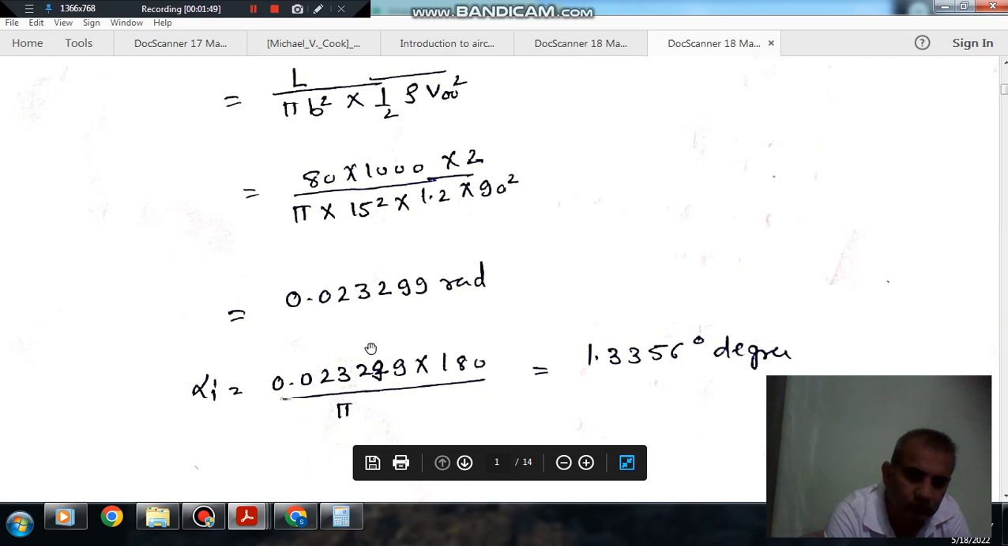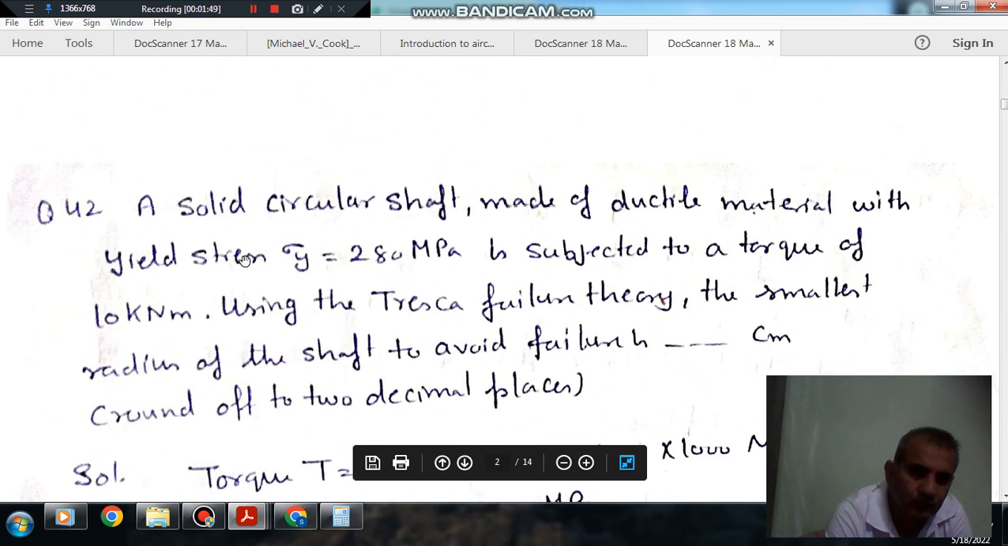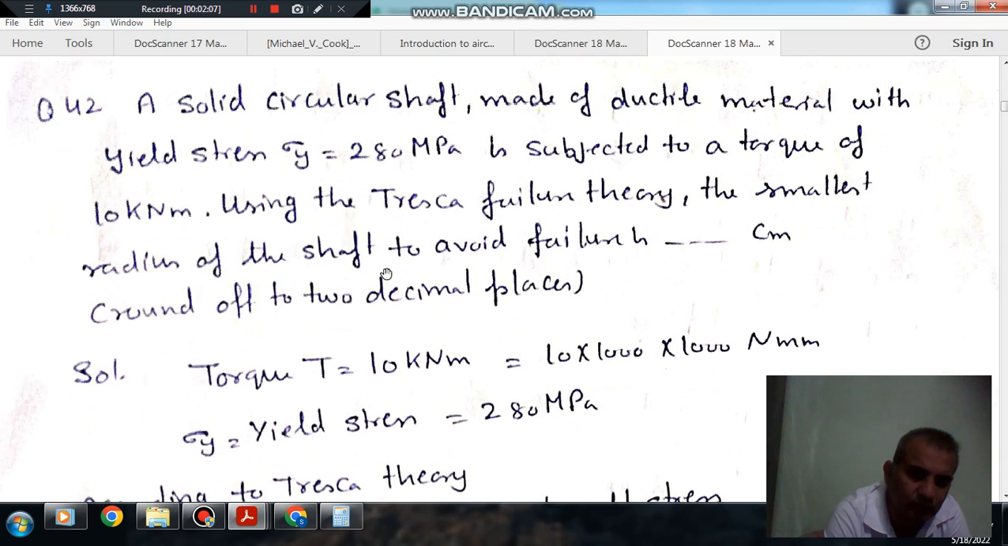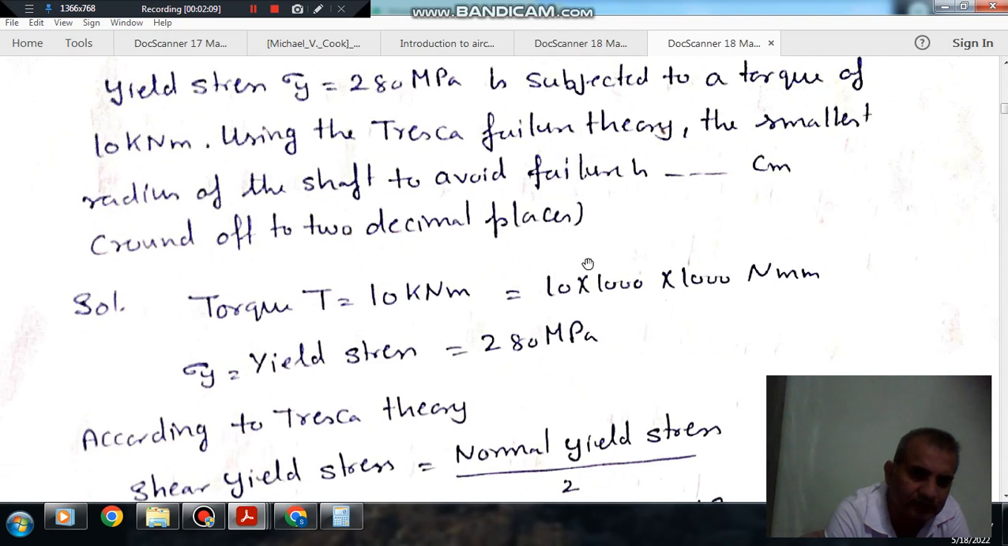Okay, next, question number 42. A solid circular shaft made of ductile material with yield stress sigma y equal to 280 MPa is subjected to a torque of 10 kN meter. Using Tresca failure theory, the smallest radius of the shaft to avoid failure is dash centimeter. Round up to 2 decimal places.